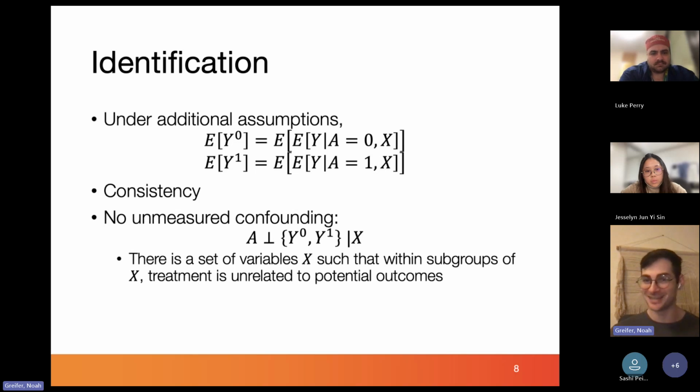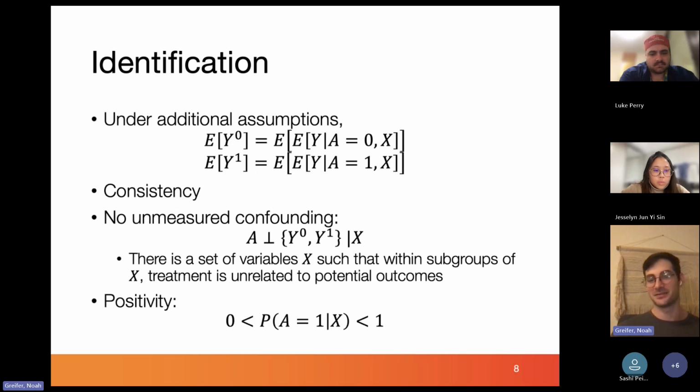It's a bit of an abstract assumption, and I'll talk about how we can find this X and determine whether one exists in a second. We need one final assumption, which is called positivity, which just means that every individual or every patient profile is eligible for either treatment or control. The probability of being treated is strictly between 0 and 1.